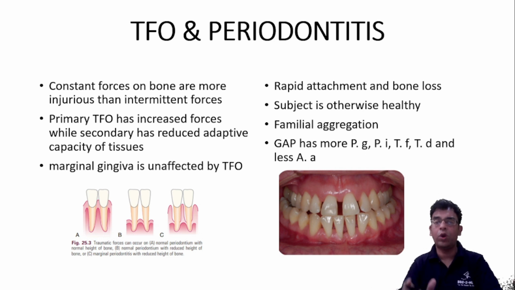Like I was telling you, what bacteria are important in generalized aggressive periodontitis? PG, PITF, TD, your red complex bacteria, right? They are more important in generalized aggressive periodontitis. And the genetics surrounding aggressive periodontitis: Interleukin 1 beta, important. Fc gamma R2 receptors, HLA A9 B15.